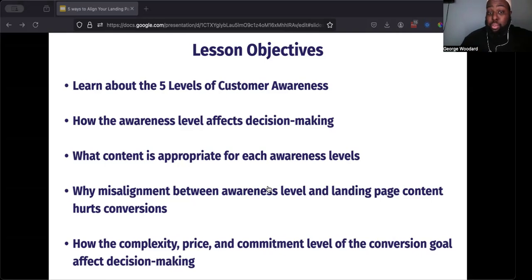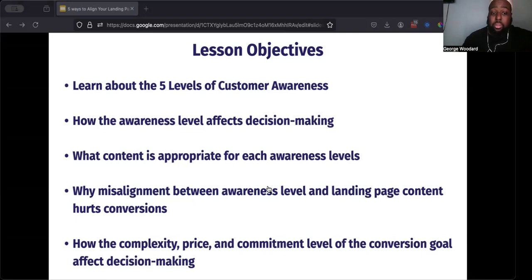Three, what content is appropriate for each awareness level? Again, you want to make sure your messaging at that particular level aligns with what you're trying to provide, and lines up with where they are in the decision process. Four, how misalignment can hurt your conversions, and it's pretty cut and dry. If your content is saying one thing and they're at another, that can actually deter people from doing the conversions, whether it's sign up, booking calls, buying now, whatever it is.